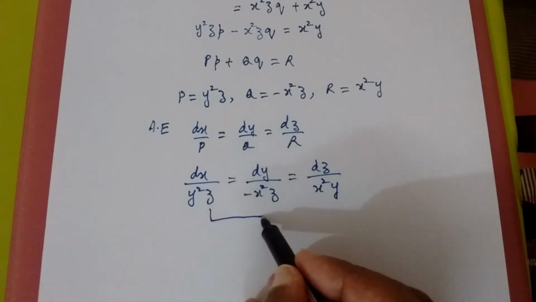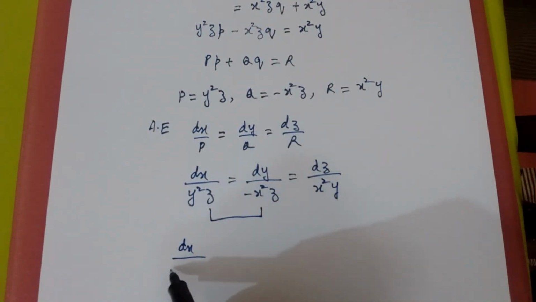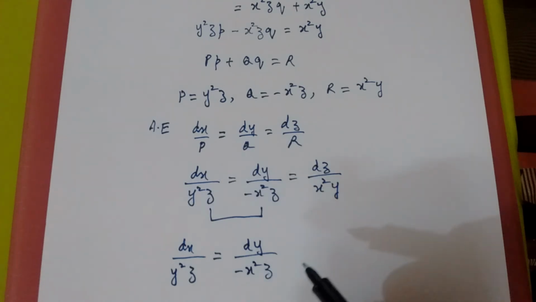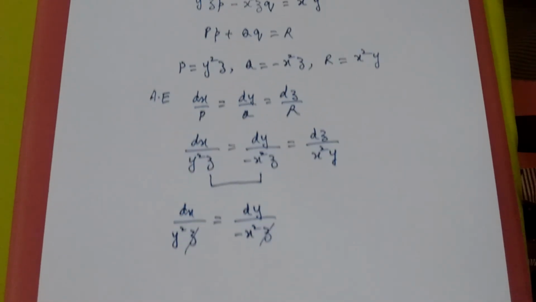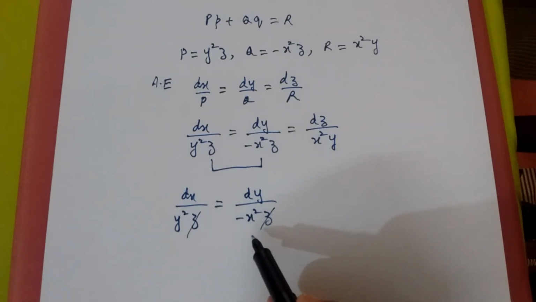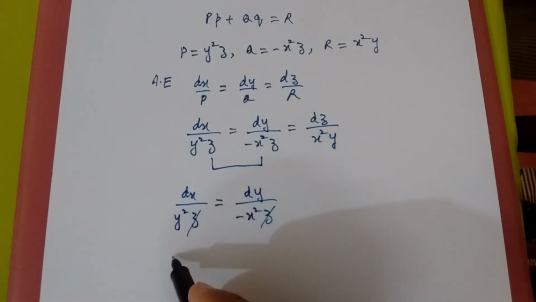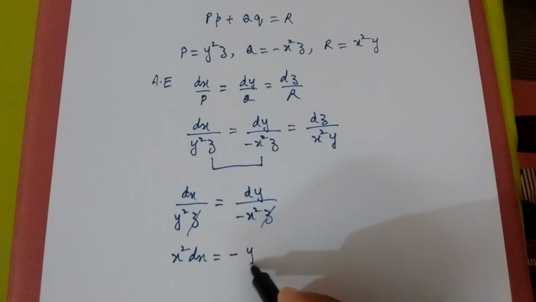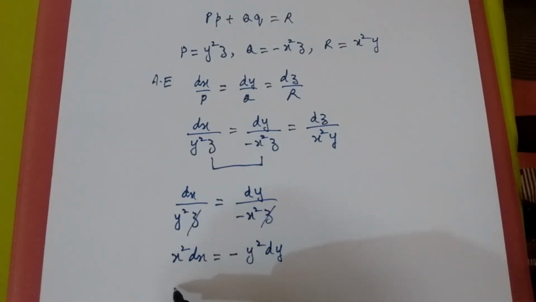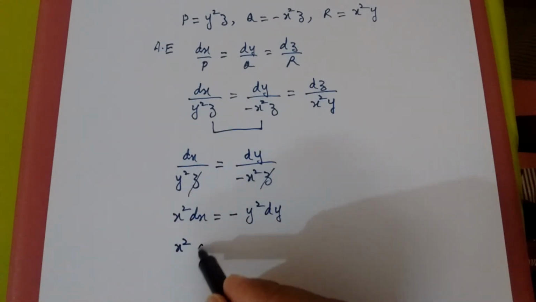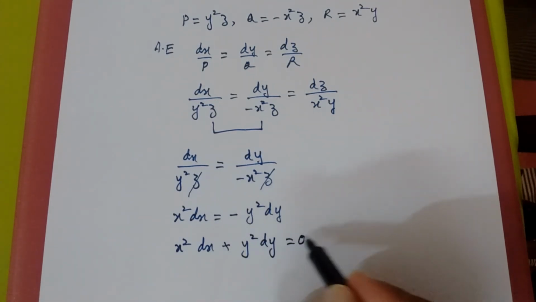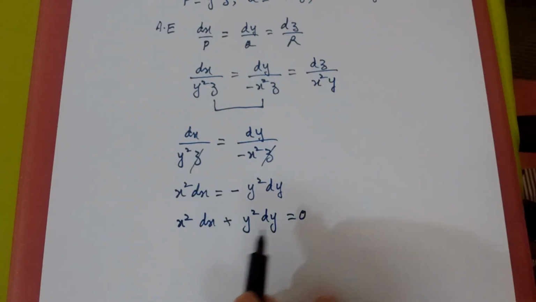Now let us consider the first two equalities. So we get dx/(y²z) = dy/(−x²z). If we observe here, the z and z will cancel out. Since we need to separate the variables in this case, we cross multiply: x² dx on this side, retaining the negative sign as it is, and y² dy on the other side. Rewriting, it becomes x² dx plus y² dy equals 0. So it is in variable separable form, and we can just integrate it.